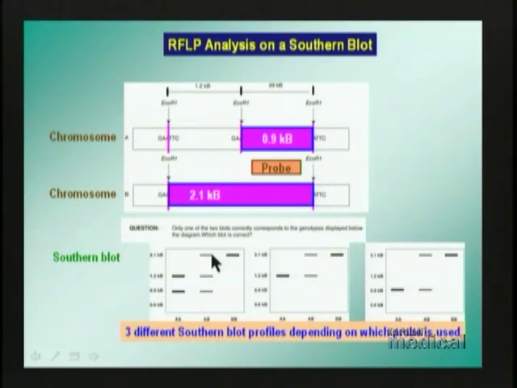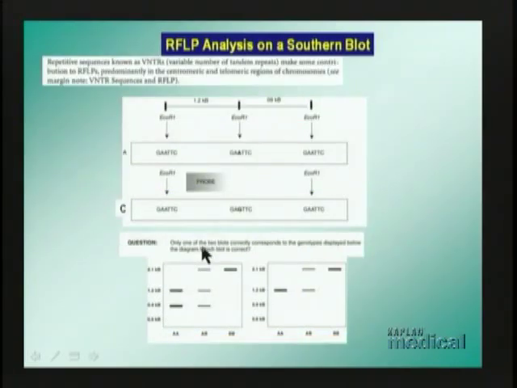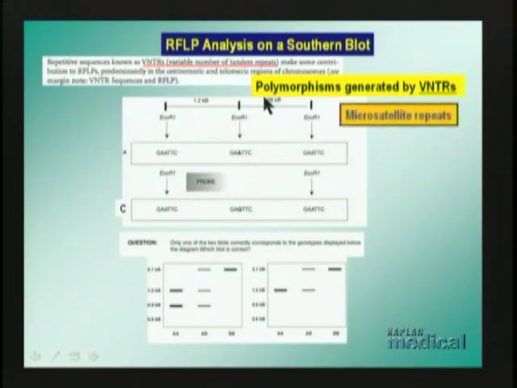So what have we done so far? This is RFLP analysis and looking at polymorphisms generated by mutations. Now there's another way in which we can end up with polymorphisms of DNA fragments, and this is done by polymorphisms generated by an item called VNTRs. First of all, what does VNTR stand for? What VNTR stands for is variable number of tandem repeats. And another name for VNTRs is microsatellite repeats, or you might see it as minisatellite repeats, depending on how big the VNTR is.